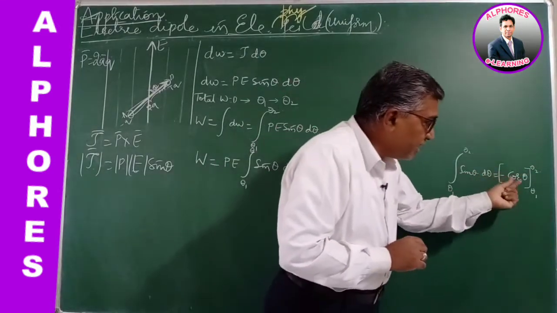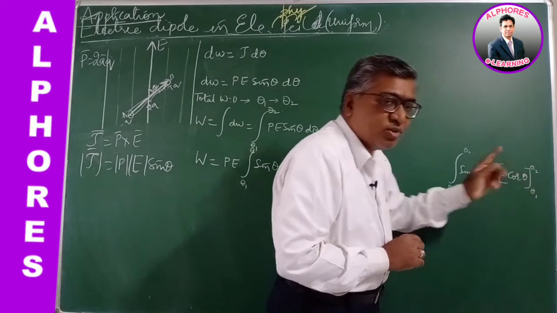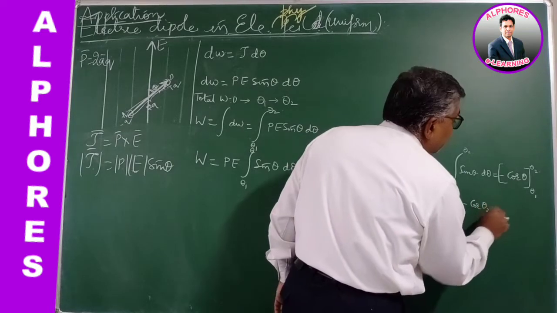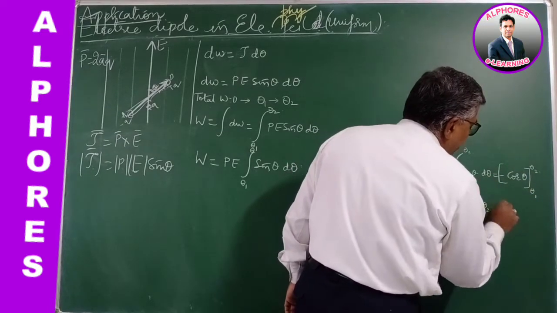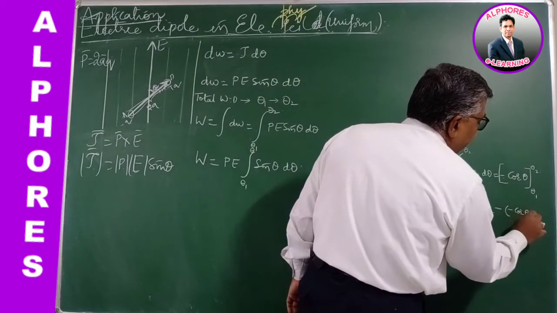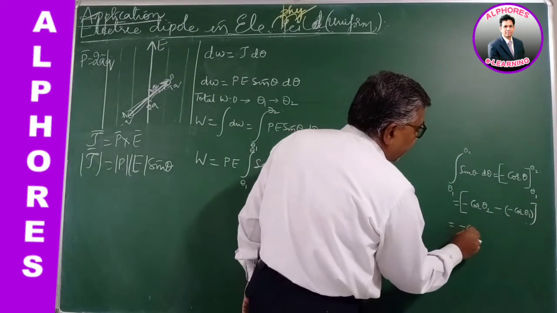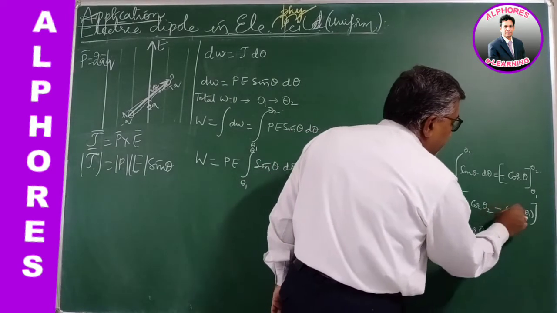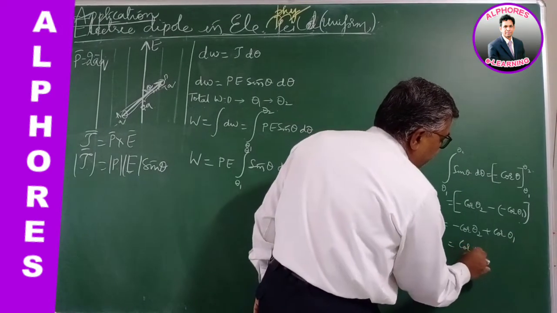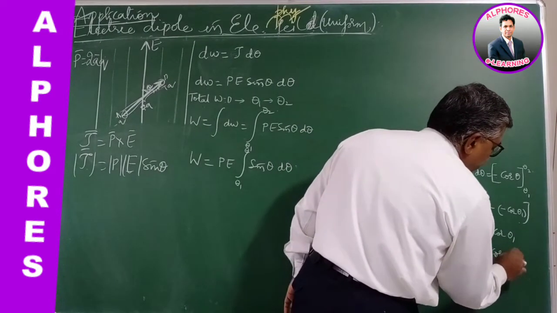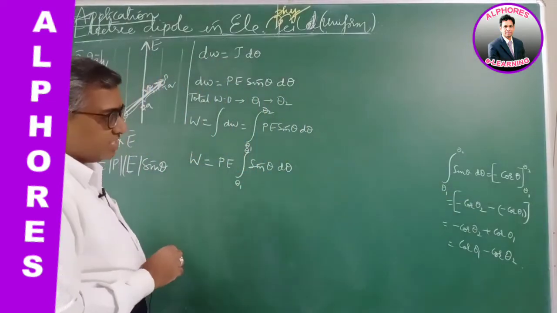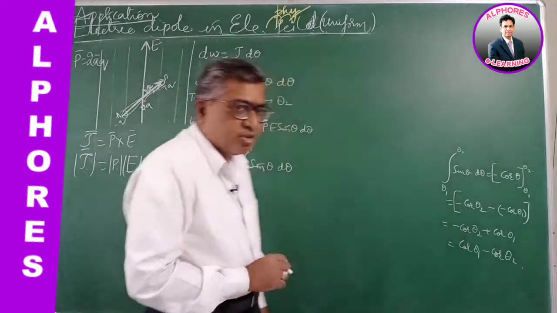Now evaluating, first you have to substitute the upper limit minus the lower limit. So if I substitute, it is minus cos theta 2 minus of minus cos theta 1. Minus of minus is plus, so this is cos theta 1 minus cos theta 2. Doing the same integration here, this is what we have learned in basic maths.